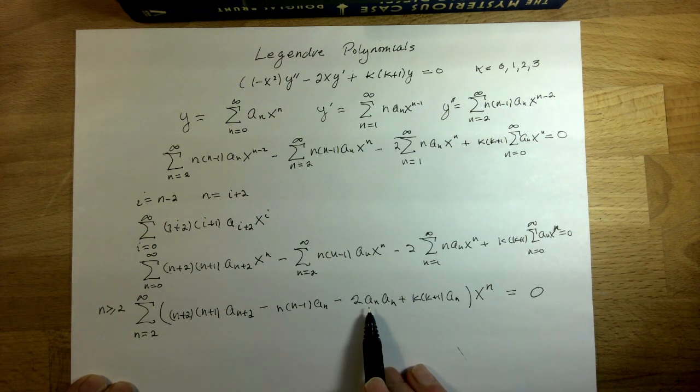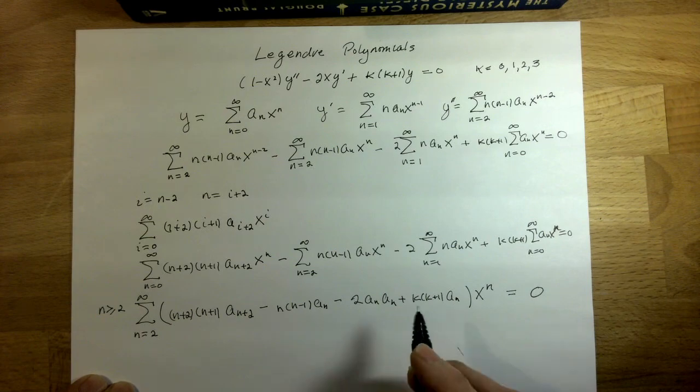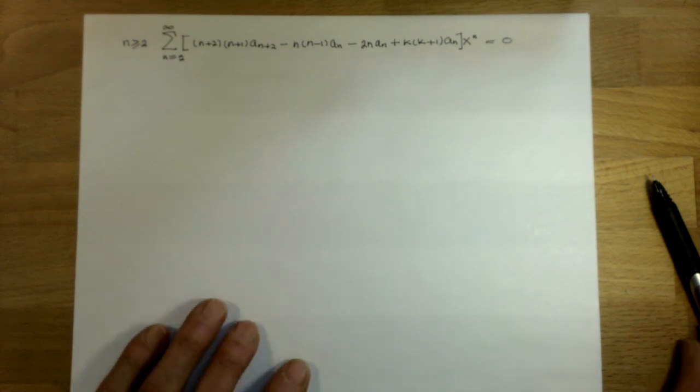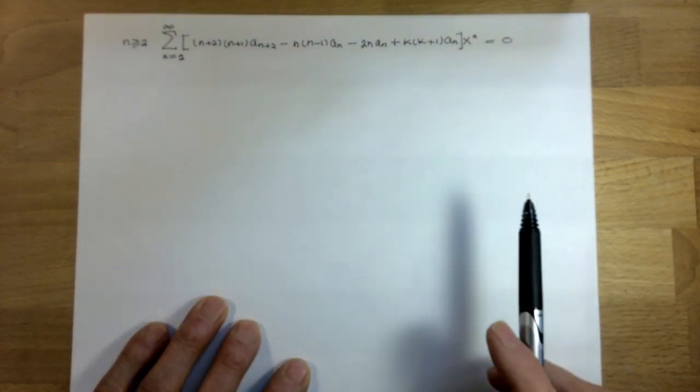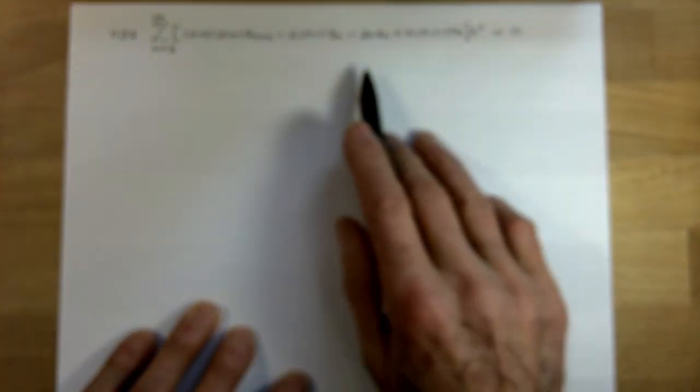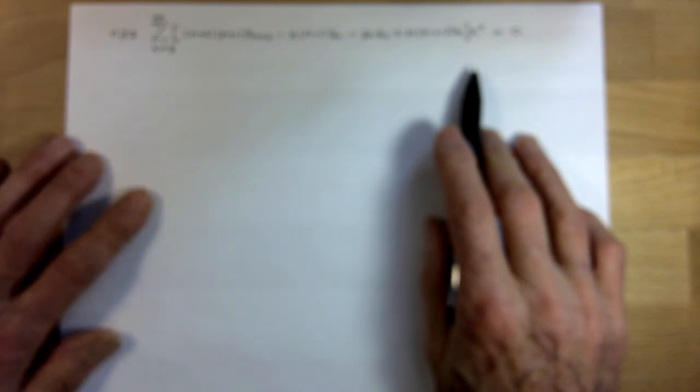I made a mistake here. This should be n. So collecting all those terms for n greater than 2, we have a master sum. And that sum looks like n plus 2 times n plus 1, a to the n plus 2, minus n times n minus 1, a to the n, minus 2n, a to the n, plus k times k plus 1, a to the n, all times x to the n equals 0. Now this is a polynomial in x to the n for each n, and therefore the coefficients of x to the n have to equal 0.